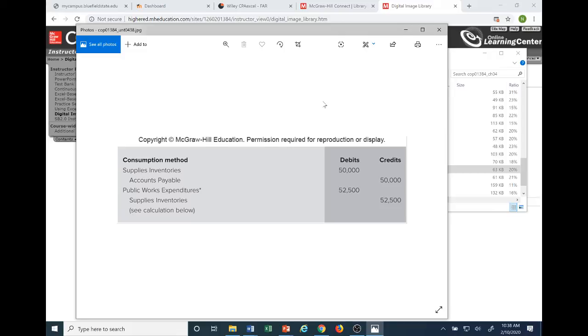Under the consumption method, supplies inventory is going to be debited when inventories are acquired, right? When supplies are consumed, the expenditure account is debited and then supplies are credited, right?